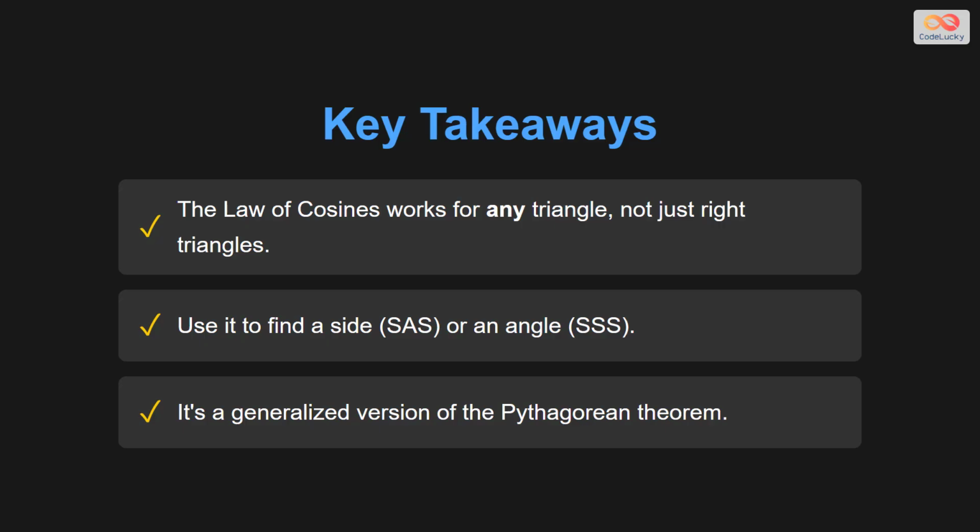To summarize, remember these key points. The law of cosines is a universal tool that applies to every triangle. It's essential for solving problems where you have side-angle-side or side-side-side information. And finally, it's a broader principle that includes the famous Pythagorean theorem as a special case. With it, you're equipped to solve a whole new range of geometry problems.